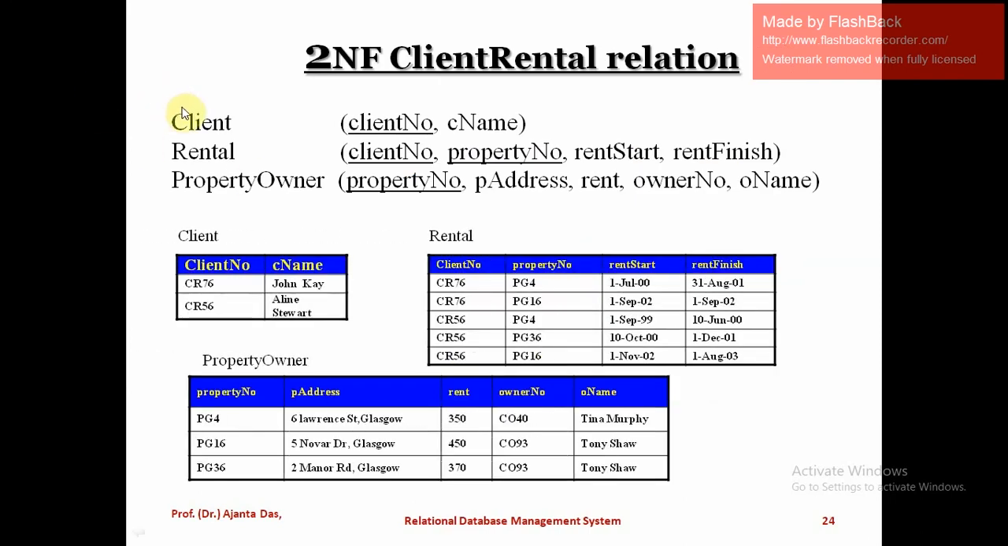Well, we have a client table where client name is directly dependent on client number. We have the rental table where rent start and rent finish are directly dependent on the property number and that specific client number. Then we have another separate decomposed table, that is property owner, where we have the property details: property address, rent, owner number, owner name, all dependent on property number. And since that is the subset, that is why we have decomposed into separate sub-relations, and now these three sub-relations are in 2NF or second normal form.